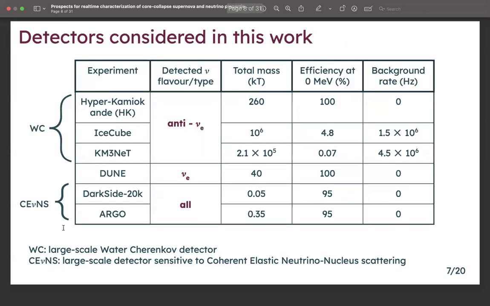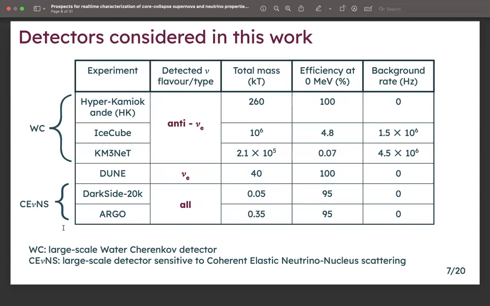So in this work, what we take into consideration are all these detectors here in this slide. We have a large-scale water Cherenkov detectors, Hyper-Kamiokande, IceCube, and KM3NeT, that are mainly sensitive to anti-electron neutrinos. On the other hand, we have DUNE, that is sensitive to electron neutrinos. And finally, we have large-scale detectors that are sensitive to coherent elastic neutrino nucleus scattering, DarkSide and ARGO, which are sensitive to all neutrino flavors and types.